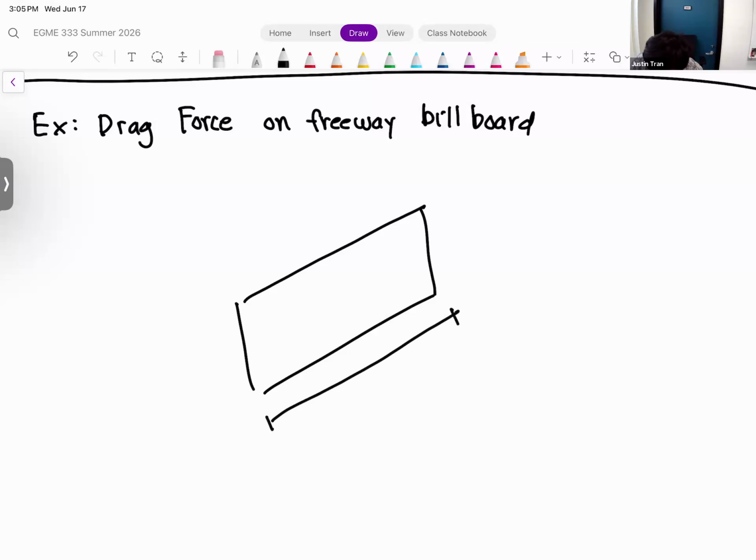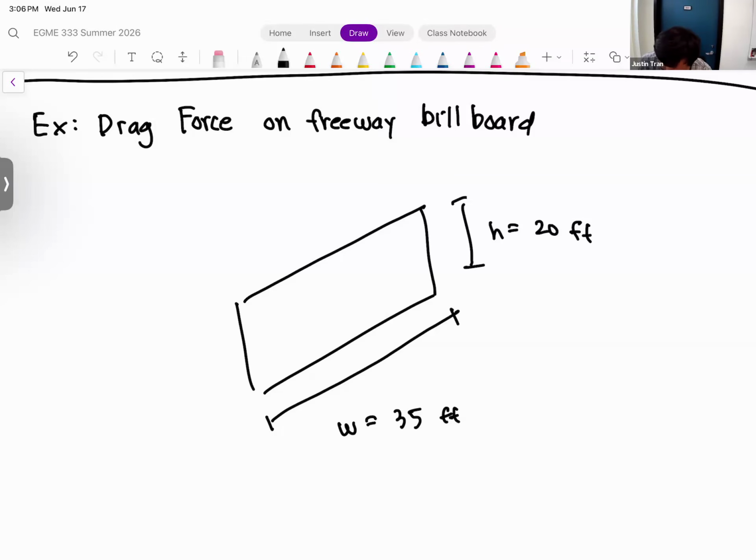It has a width of 35 feet and a height of 20 feet. So what we said is that this is obviously way too large to test in practice. There are wind tunnels that are this big, but typically you don't want to use them for something like this.